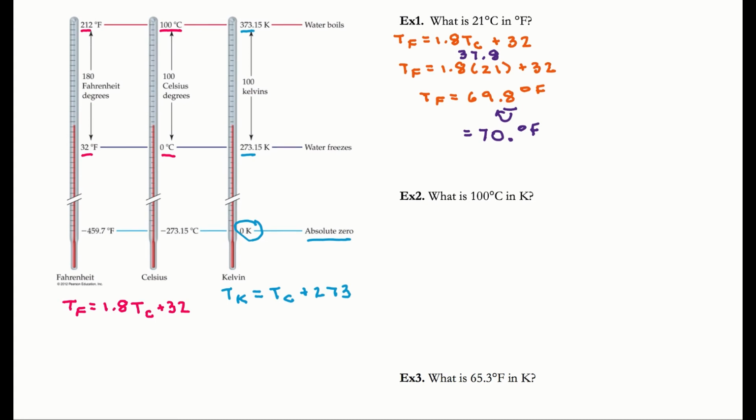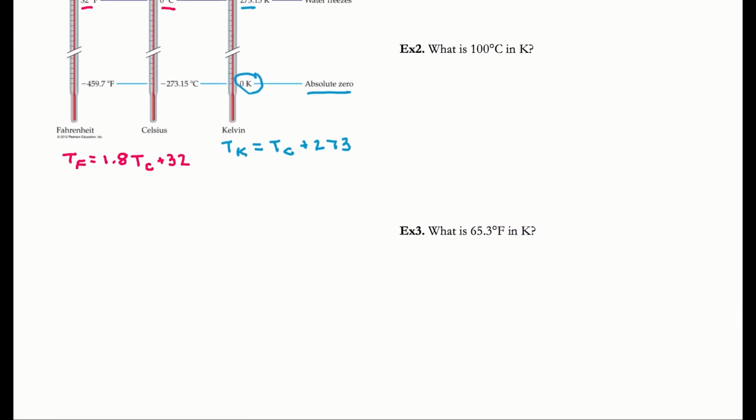Okay, let's look at the next example. What is 100 degrees Celsius in Kelvin? Okay, so I'm going to use my Celsius to Kelvin formula. My temperature in Celsius is 100 degrees, so 100 plus 273. And my answer I get is 373. My units are Kelvin. Notice I don't put degrees Kelvin, it's just Kelvin.